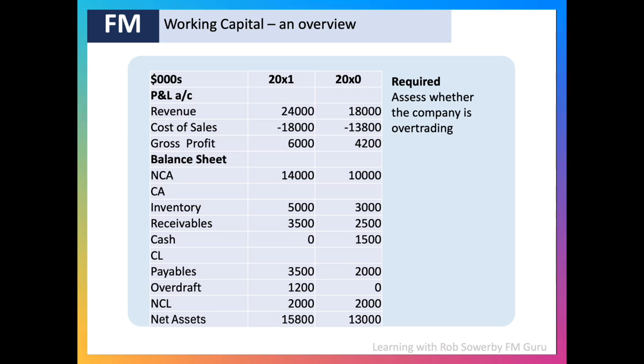Now let's look at some numbers. We've got a working capital overview here in terms of a balance sheet, and the requirement is pretty simple. Assess whether the company is overtrading. So we're given some profit and loss information at the top, and then we're given the balance sheet in terms of non-current assets, current liabilities, and non-current liabilities. Notice at the bottom, I've given you a net assets figure.